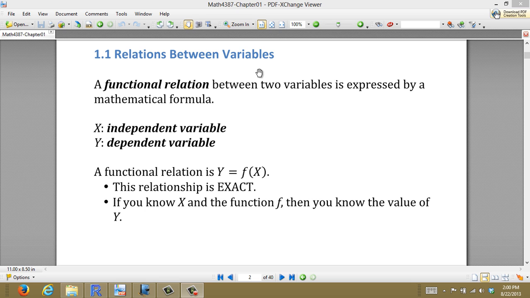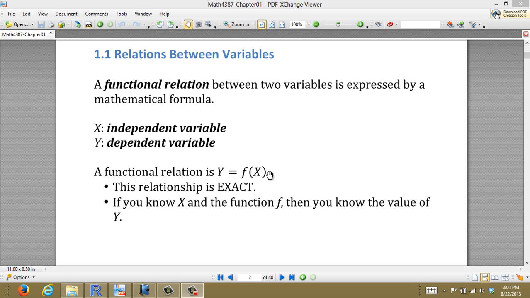The first is called a functional relation, and a functional relation between two variables can be expressed using a mathematical formula. So if we let x denote something called an independent variable and y denote something called a dependent variable, then the functional relationship between x and y is that y is equal to f of x. In other words, the dependent variable is equal to some function of the independent variable.